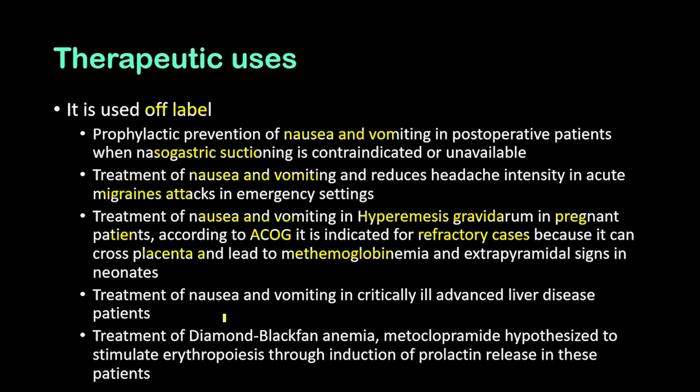Now, it is also used off-label in treatment of nausea and vomiting in critically ill advanced liver disease patients, and it is used in treatment of Diamond-Blackfan anemia, and metoclopramide is hypothesized to stimulate erythropoiesis in patients with Diamond-Blackfan anemia through induction of prolactin release in these patients.